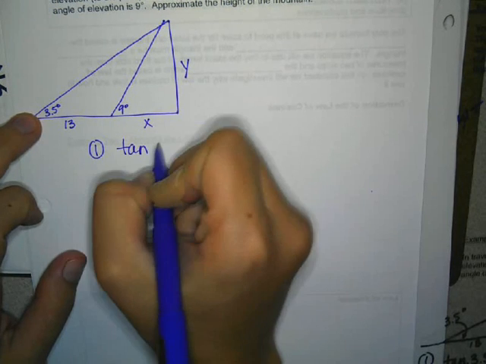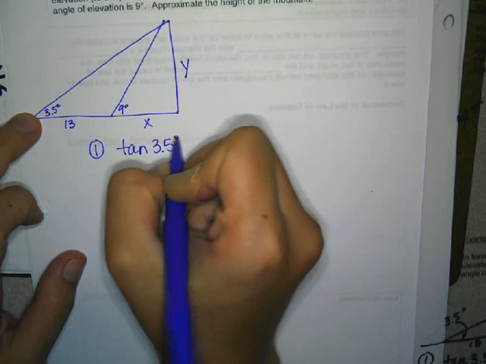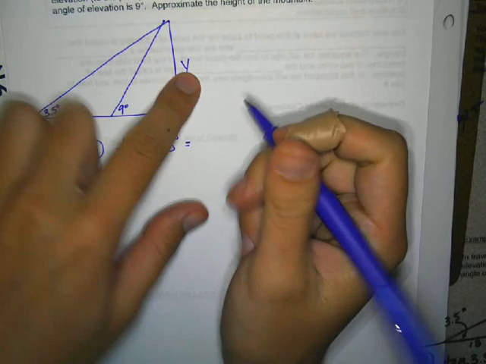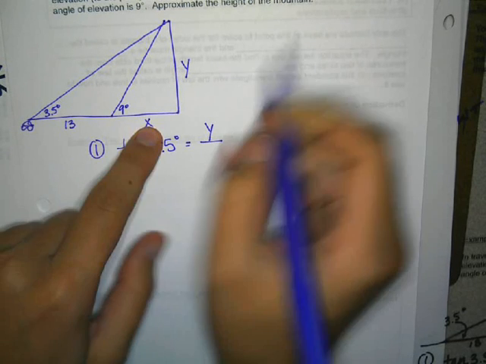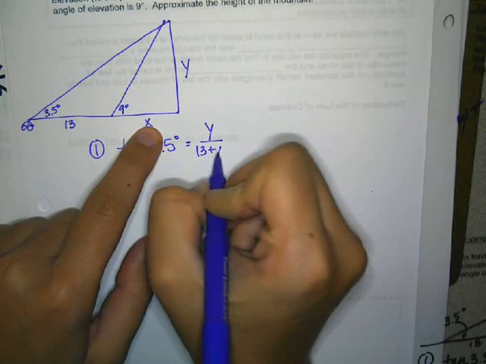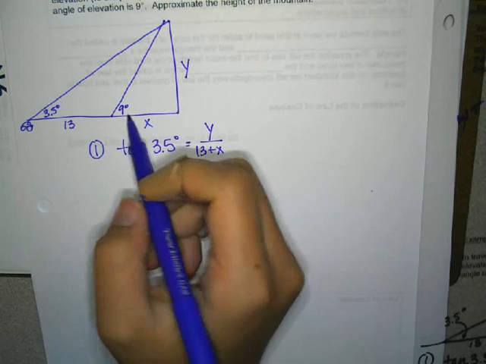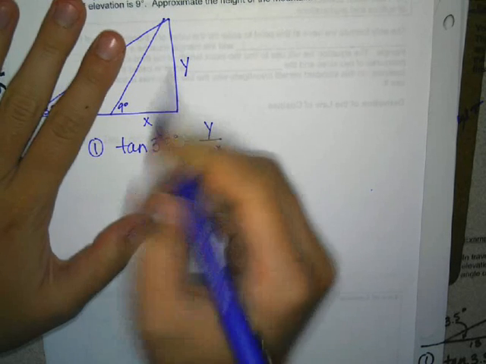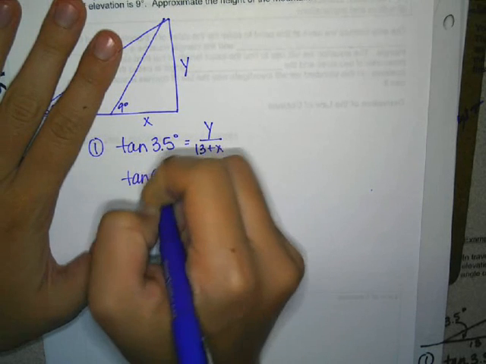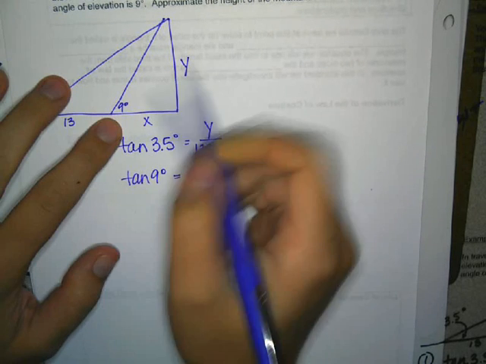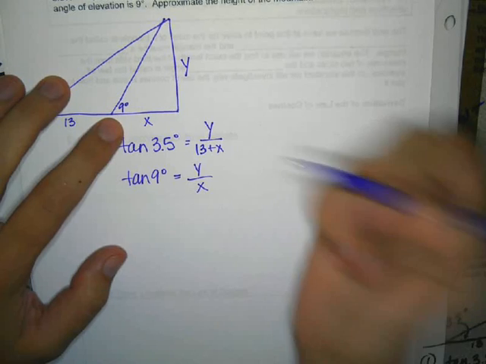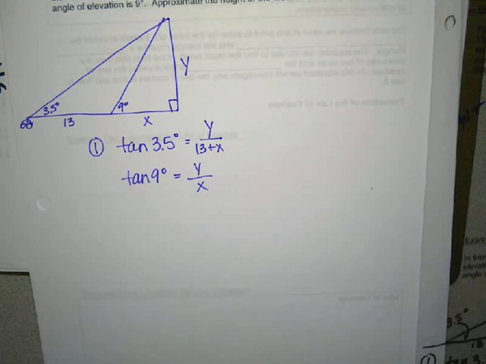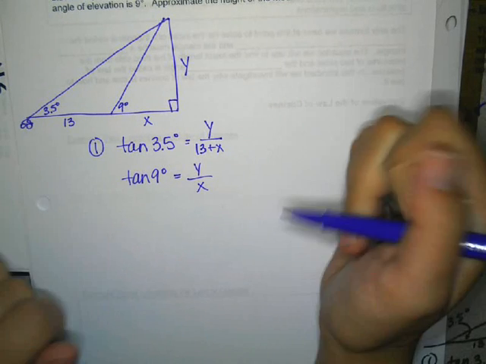So our first one is going to be tangent of 3.5 degrees is equal to the opposite side over the adjacent. Now the adjacent here is 13 and this variable, so we're going to write 13 plus x. Then, the next triangle here, we have tangent of 9 degrees. That's going to be equal to just y over x, so opposite over adjacent. Okay, so two equations that represent the same scenario.